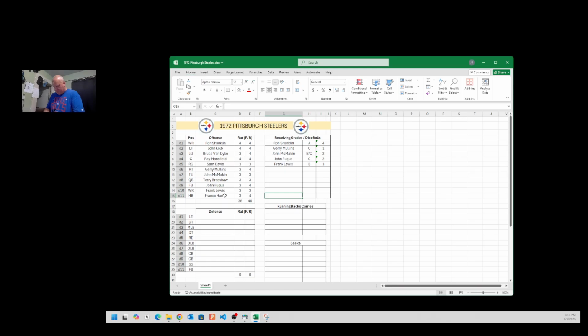Okay. So now let's bring out our backups. So you got Preston Pearson. He is a C1. You got Al Young.